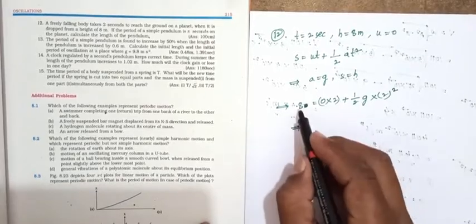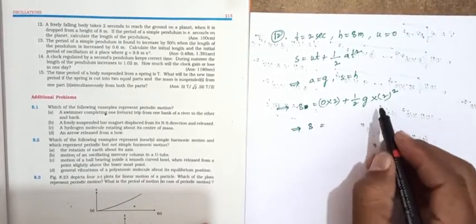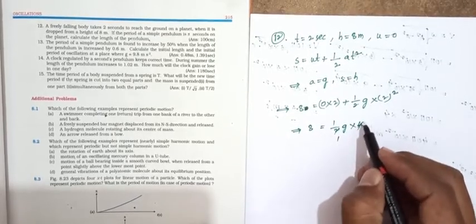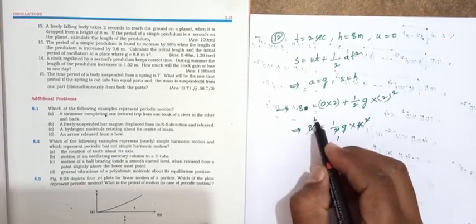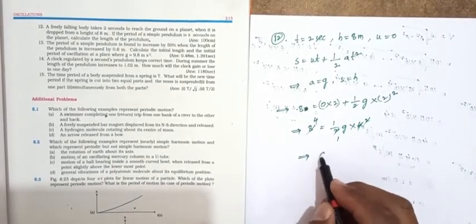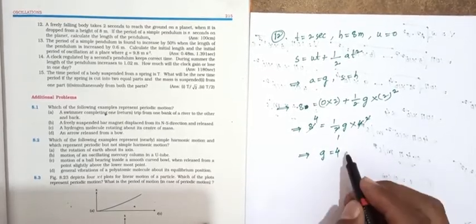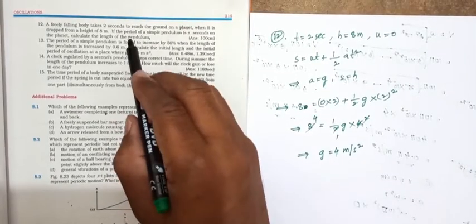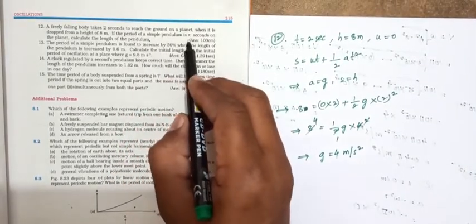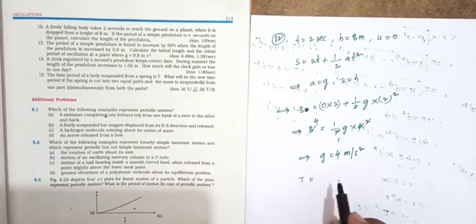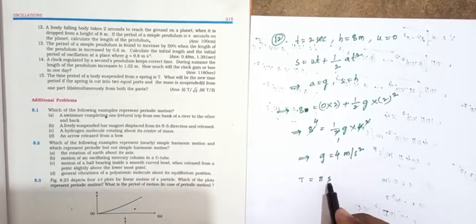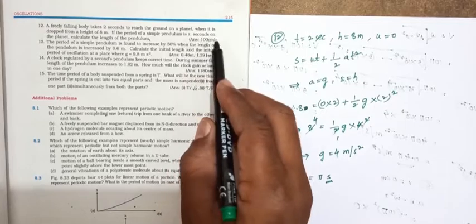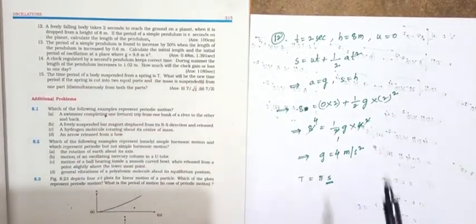That implies 8 equals half g into 4. 2 2s are 4. So then g equals 4 meter per second square. Again, the period of the simple pendulum is given, the time period T equals pi seconds on the planet. Calculate the length of the pendulum.